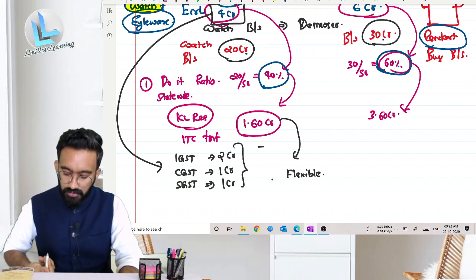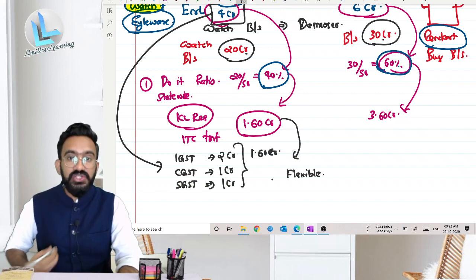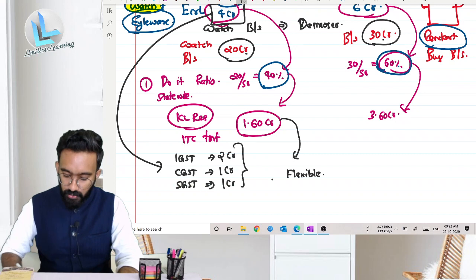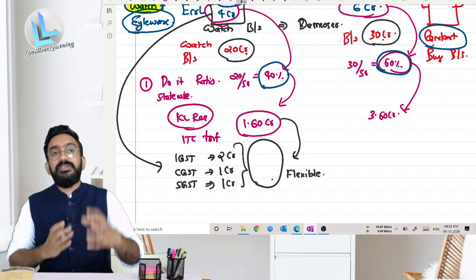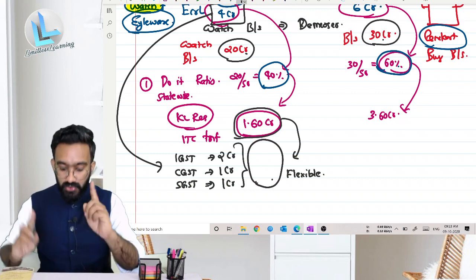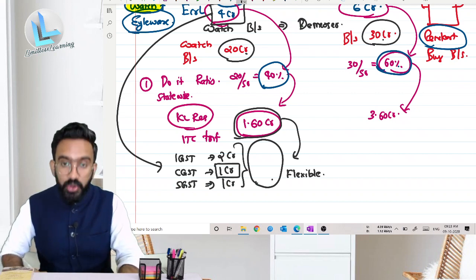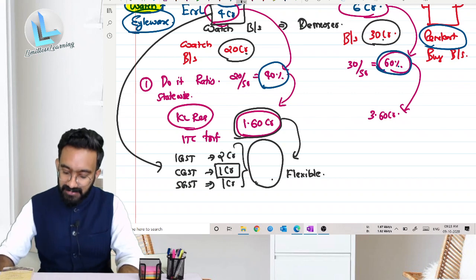Or they can do 1.6 crores of IGST itself. Can I do 1.6 crores of CGST? That's not possible. They're saying that this is flexible. How they want to divide and then transfer is up to them. But the total should be 1.6 crores. Also, I cannot transfer more than what I have. That is not possible.